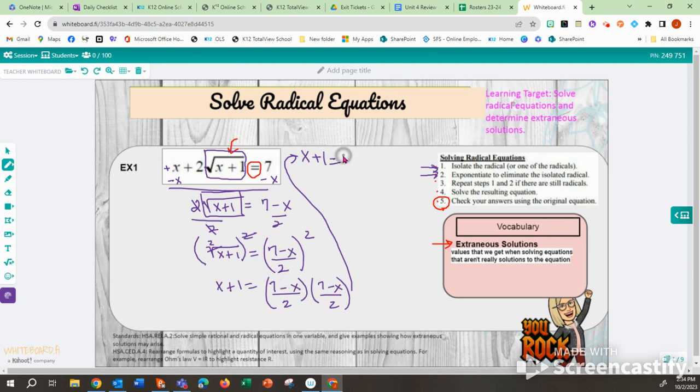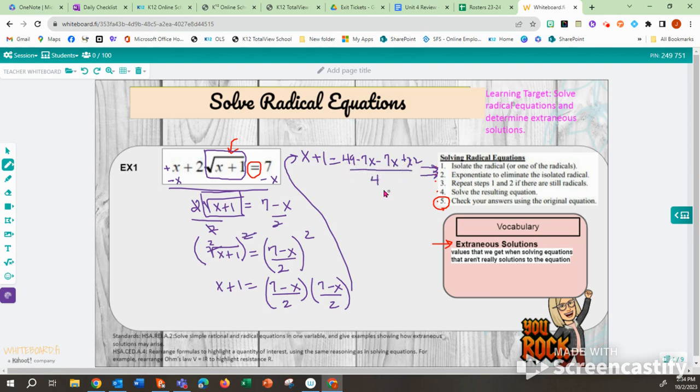7 times 7 is 49. 7 times negative x is negative 7x. Negative x times 7 is negative 7x. And then negative x times negative x is positive x squared. I multiply my denominators together and I get a 4.